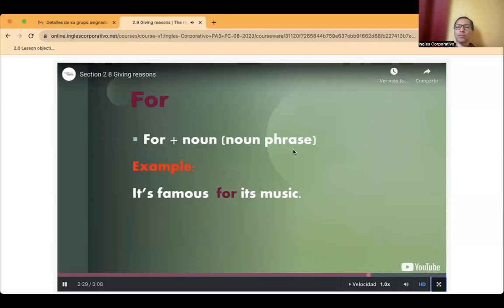For plus noun or noun phrase. It's famous, well-known, popular for its music. The reason that, the reason why, is.